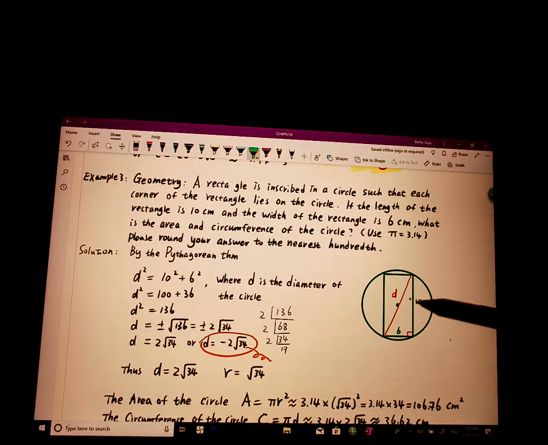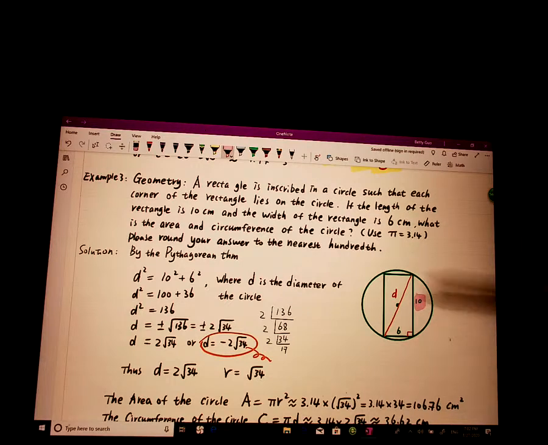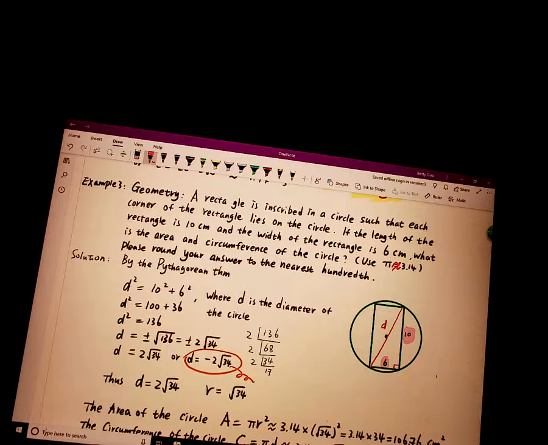If the length of the rectangle is 10, this 10, I labeled it here. Let me highlight it in pink. Yeah, the length of the rectangle is 10, and the width of the rectangle is 6. What is the area and the circumference of the circle? Use pi as 3.14. Pi is an irrational number, so this is supposed to be approximately equal to. Use pi as 3.14. Please round your answer to the nearest hundredth.